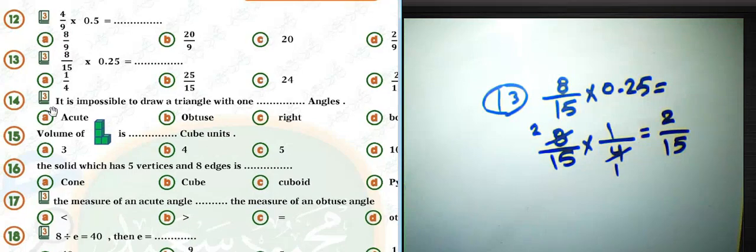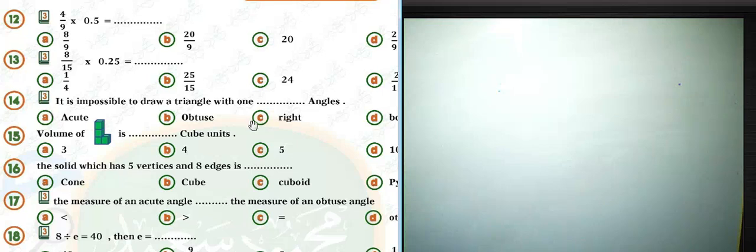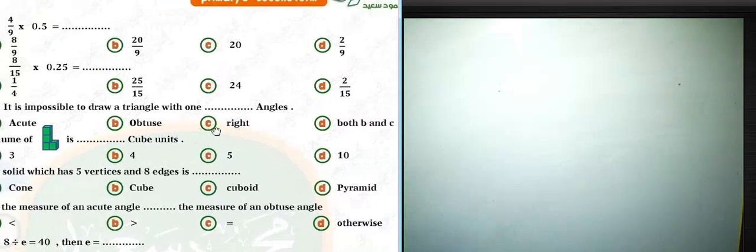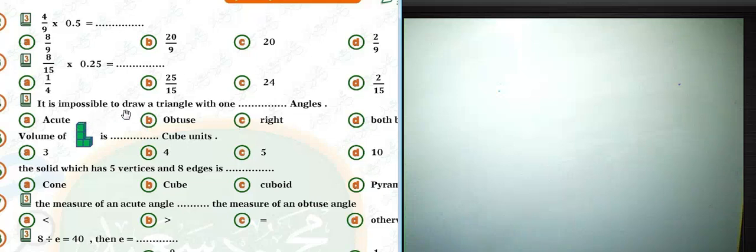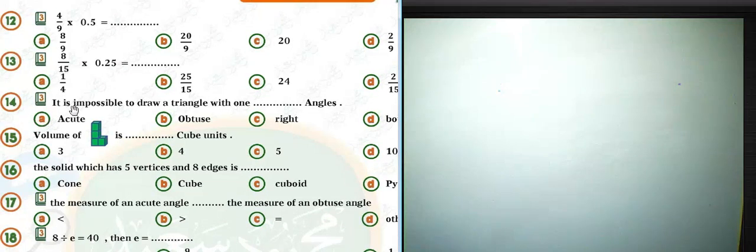Take question number 14. It is possible to draw a triangle with one space angle. It is impossible to draw a triangle with one acute angle. It's impossible. Any triangle has 2 acute angles at least. So we must choose letter A about question number 14. It is impossible to draw a triangle with one acute angle. Choose letter A.